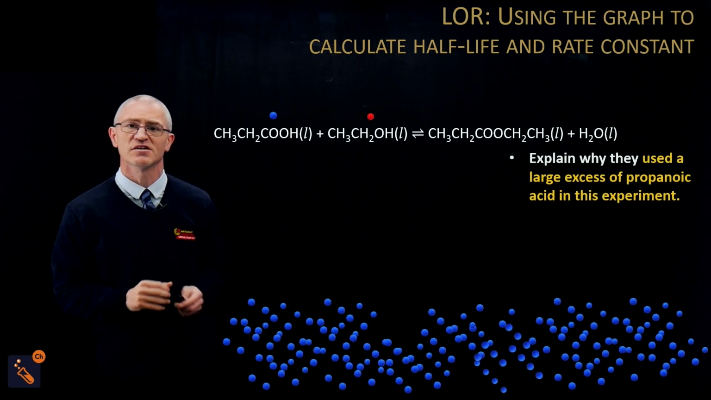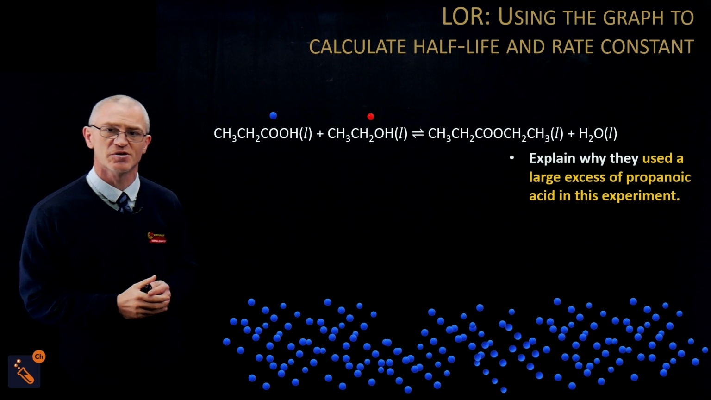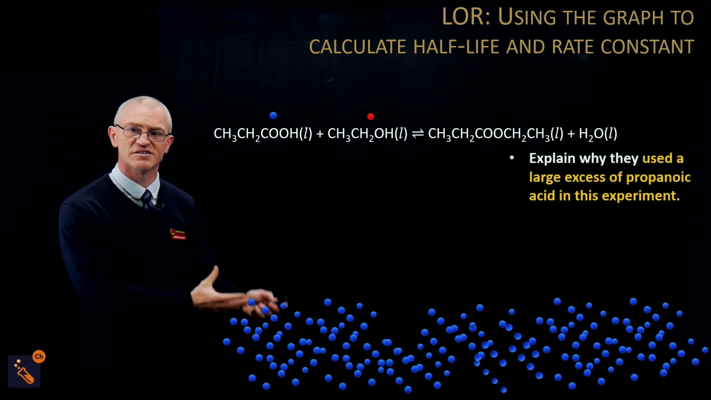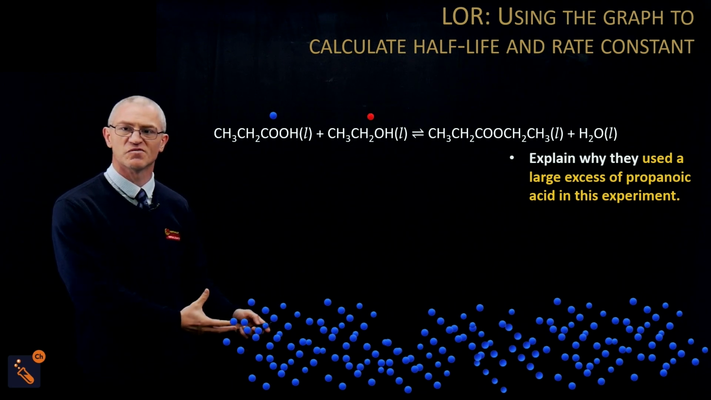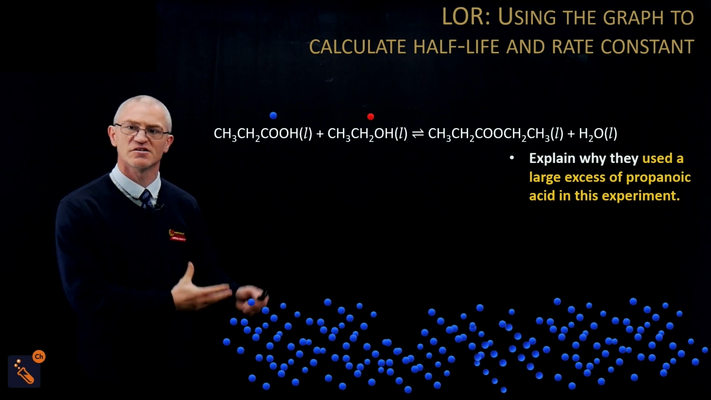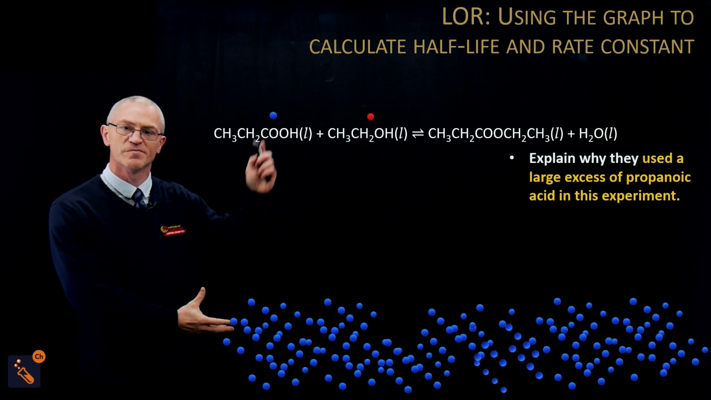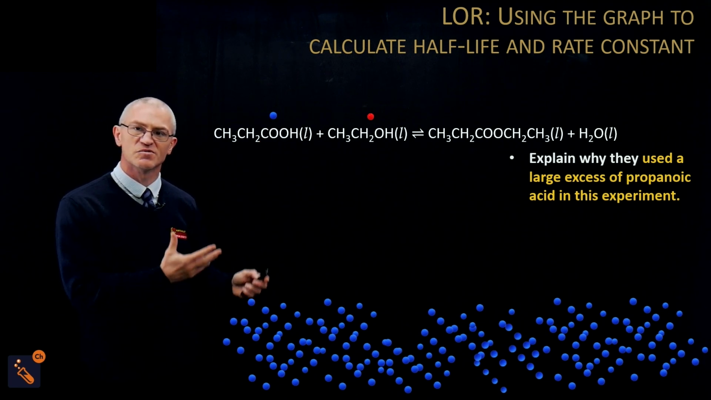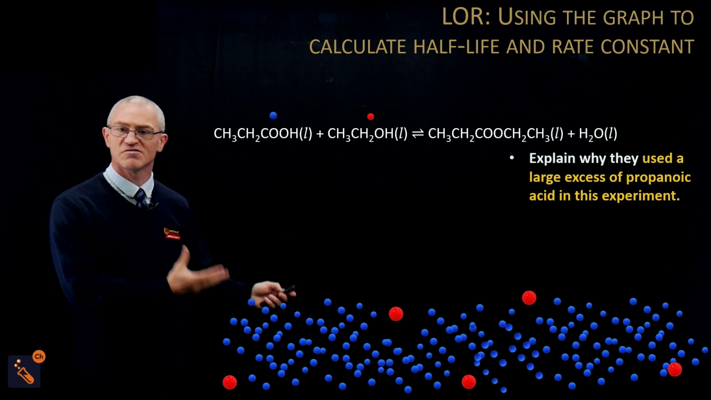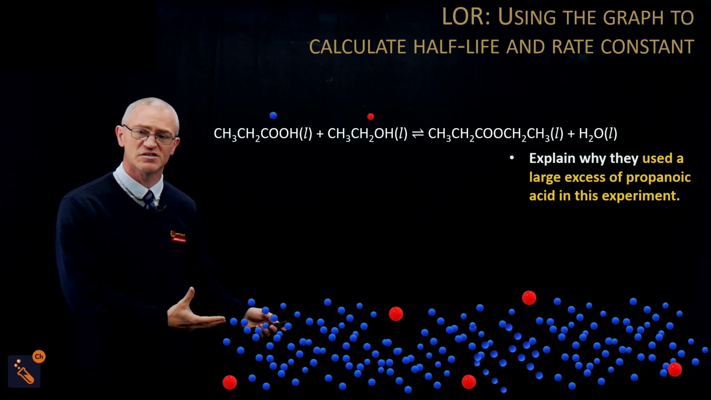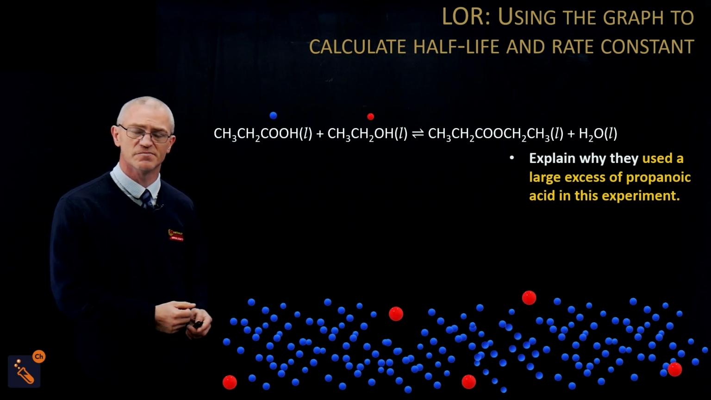Explain why they use a large excess of propanoic acid in the experiment. I think it's really useful here to look at this in terms of some kind of model. So we've got loads and loads of the acid up here. You see the acid is the blue one. Now, we're going to add the alcohol. The alcohol is not in excess, and therefore there's just a few of them.